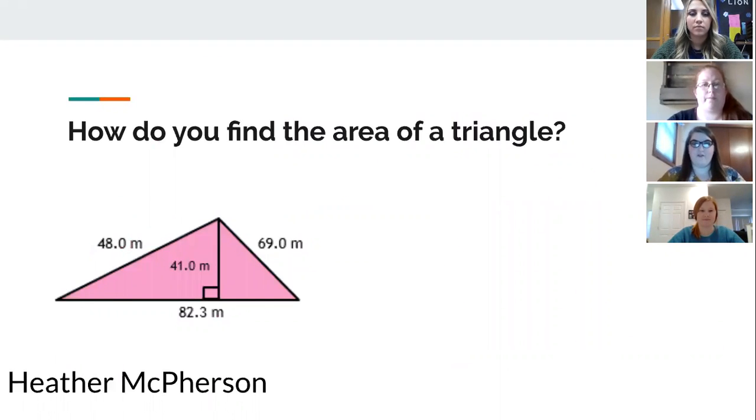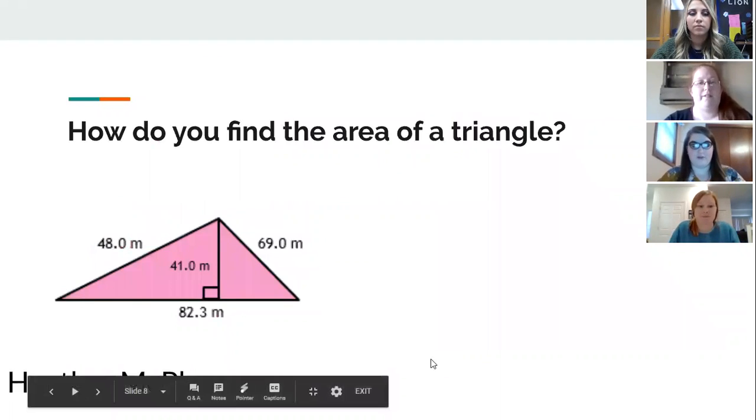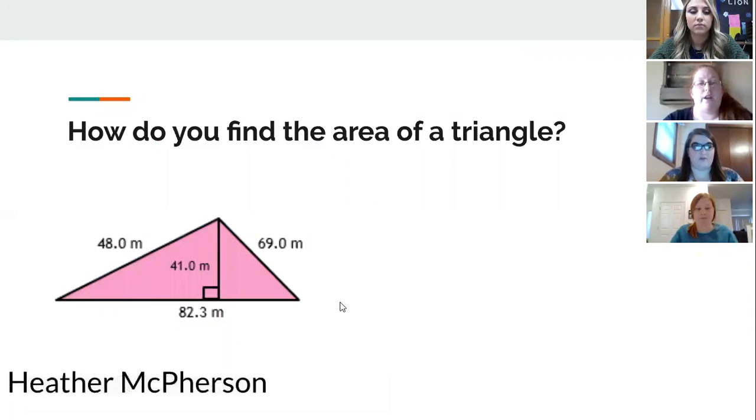Hey, Heather, how do you find the area of a triangle? Can you go over it with us some more? Okay, so if you look at the triangle here, you actually have 2 triangles put into it. We're just going to look at the right triangle. And so your equation is going to be area equals 1/2 times base times height.